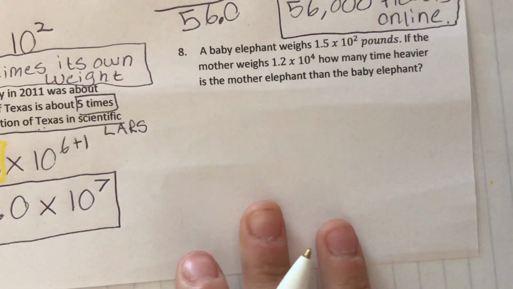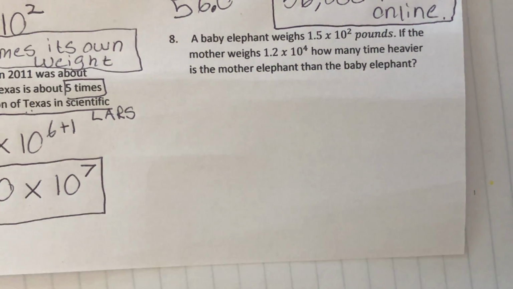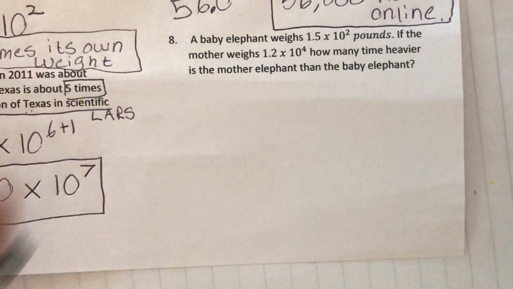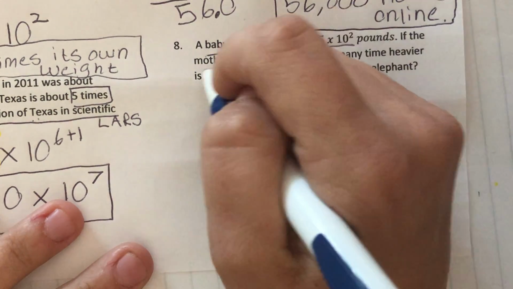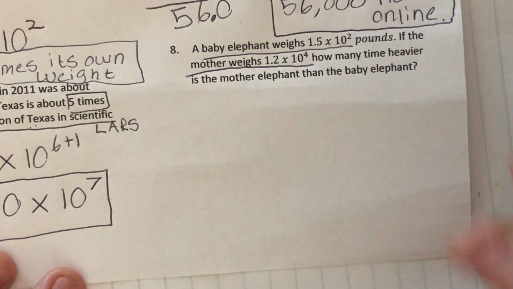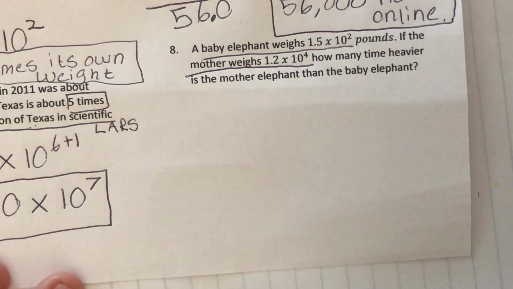All right, last problem, guys. We made it. We are almost done. A baby elephant weighs 1.5 times 10 to the second power pounds. If the mother weighs 1.2 times 10 to the fourth power pounds, how many times heavier is the mother elephant than the baby elephant? So this is the baby elephant's weight. This is the mother elephant's weight, and it's asking us how many times heavier.